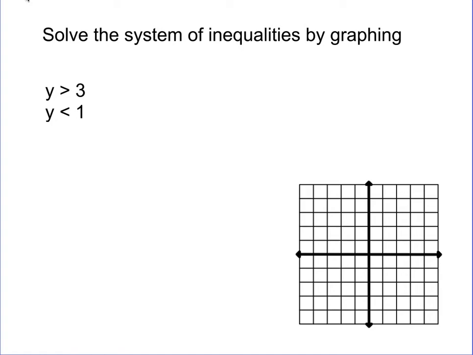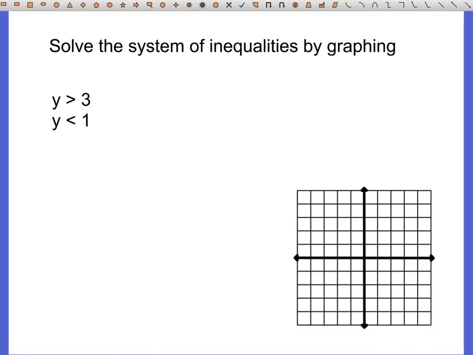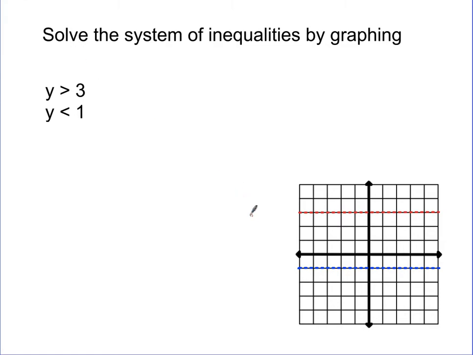Oh, these are nice and easy. I can even do these this way. We've got y is greater than 3. So that would be a horizontal line where y is 3, and it's a dashed line. And this one is y is less than 1. Another dashed line there. And since we're above the red and below the blue, that one again is no solution.